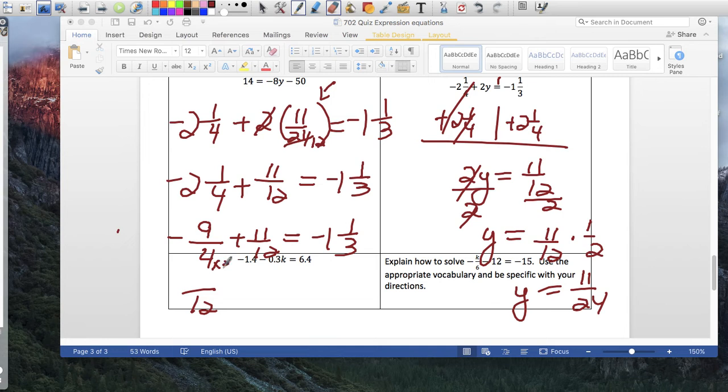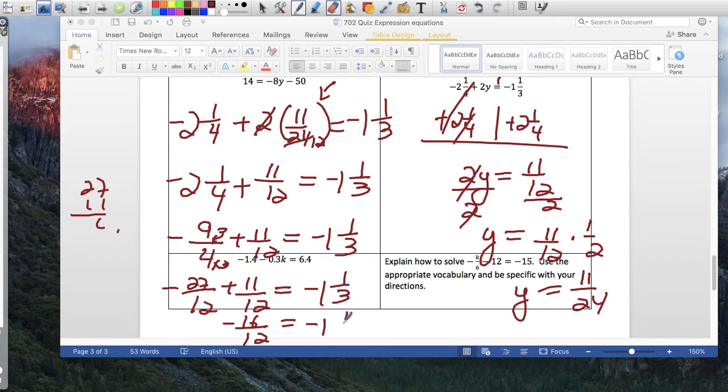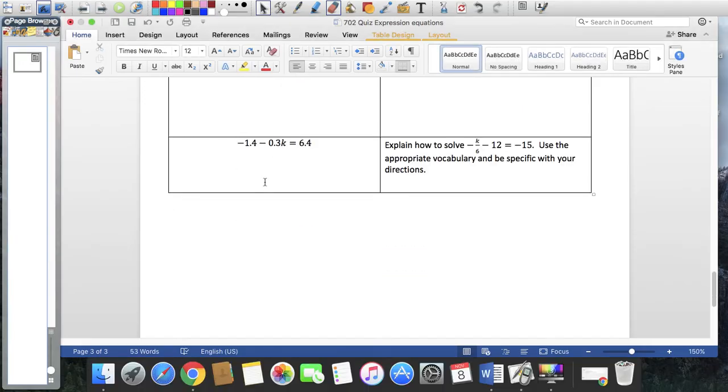LCM is 12, so 3 times 9 is going to be 27, negative 27 plus 11 over 12 equals negative 1 and 1/3. So it's going to be something over 12, and you have more negatives. You have 16 more negatives, so it's going to be negative 16 over 12. Is that the same thing as saying negative 1 and 1/3? Well, 12 goes into 16 one time. You have 4 left over 12, and that simplifies to negative 1 and 1/3. So that's pretty easy to check.